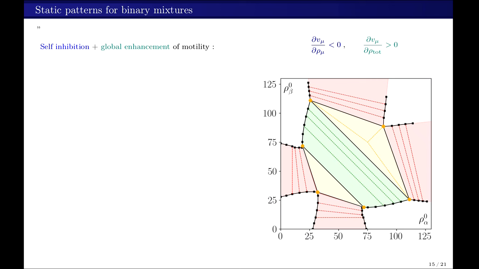Let's start with the white regions. Those are the boring ones in which you scatter your particles around, you look at the system, and it remains homogeneous. So white regions are the boring ones.